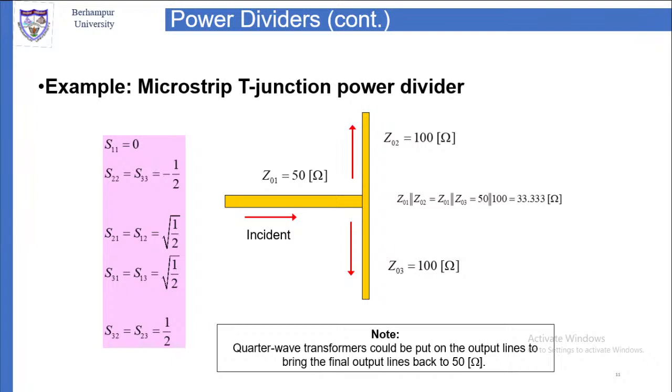Now from this you can say S11 is equal to 0, S22 is equal to S33 is equal to minus 1 by 2. This you have to find out using the expressions that we have found out earlier. S21 is equal to S12 will be equal to root over of 1 by 2. S31 is equal to S13 is equal to root over of 1 by 2. And S32 is equal to S23 is equal to 1 by 2. So these are the S parameters for the microstrip T-junction power divider given here.